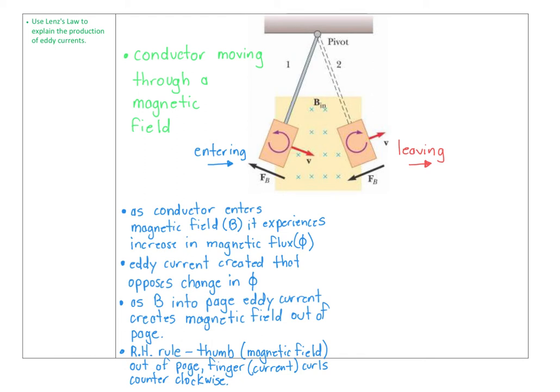These eddy currents have important applications in brakes, particularly on things like high-speed trains. They also are often used in power tools where we have metal discs that are spinning really, really quickly. So we basically have a conductor that's spinning very quickly.